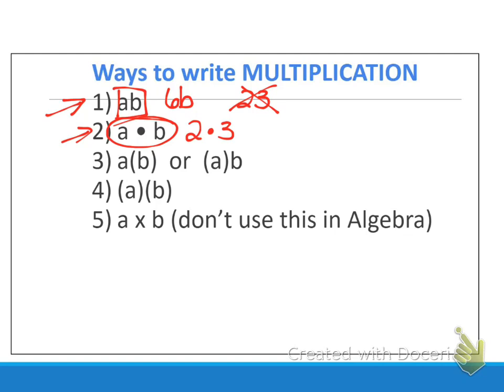Okay, now if you see a number next to parentheses or a letter next to parentheses, either that way or that way, that also means multiply. And if you see 2 parentheses together like that with nothing in between them, that also means multiply.